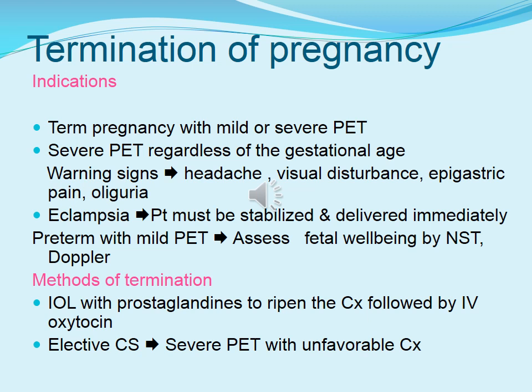If she's preterm with mild PE, assess the fetal well-being by non-stress test and by Doppler ultrasound. For the method of termination, we should think of vaginal delivery first, never think of cesarean section first. So our goal is to deliver them vaginally. So we should think about induction of labor with prostaglandins in order to ripen the cervix, followed by intravenous oxytocin. Elective cesarean section is done in a patient with severe PE who has an unfavorable cervix.